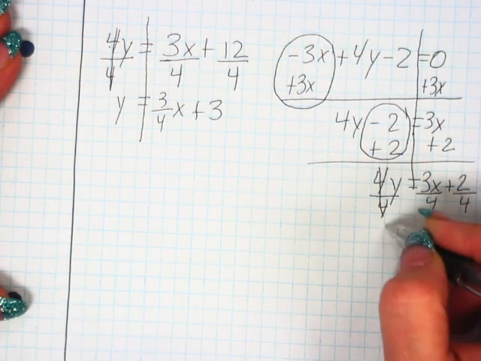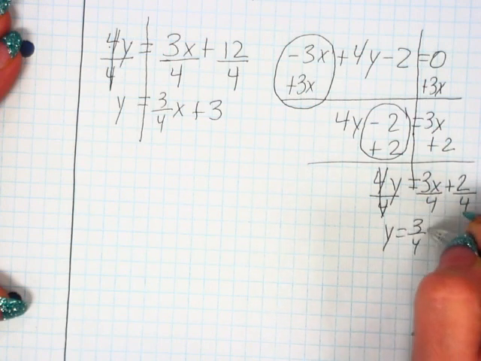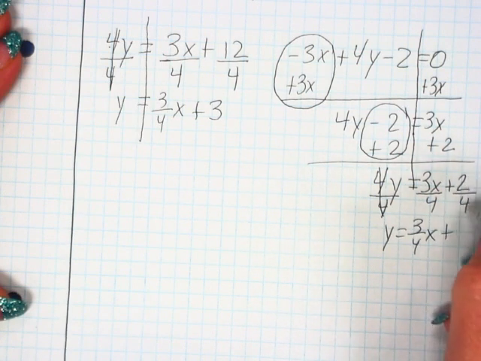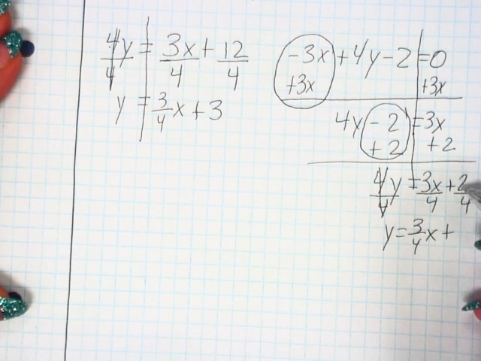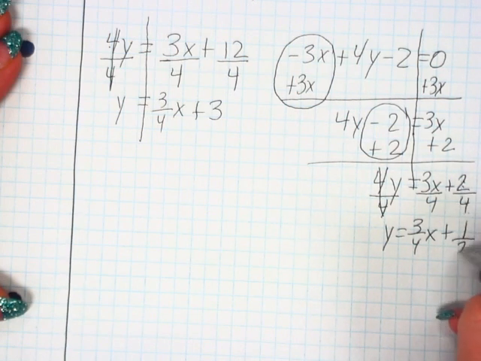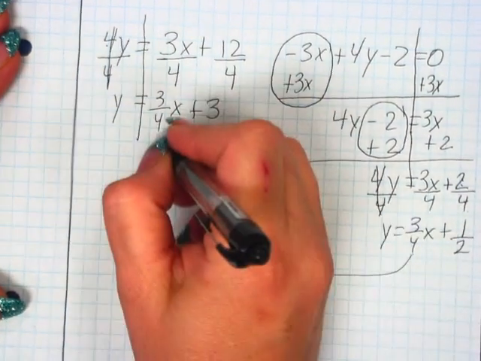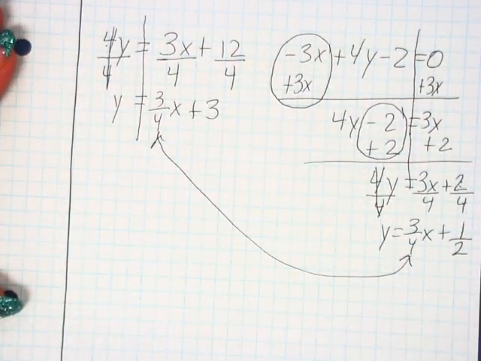And on this side, we get y equals 3/4 x plus, this would be 1/2 because I can divide by 2. 2 divided by 2 is 1. 4 divided by 2 is 2. Looking at the two slopes, they're identical, so they're actually parallel. They're not perpendicular.